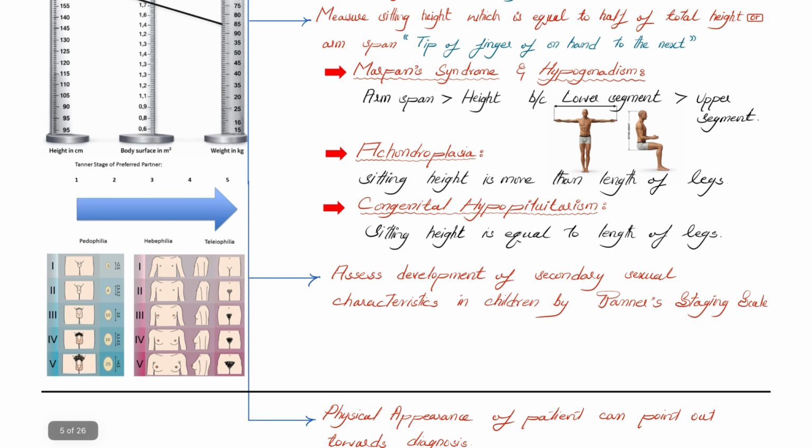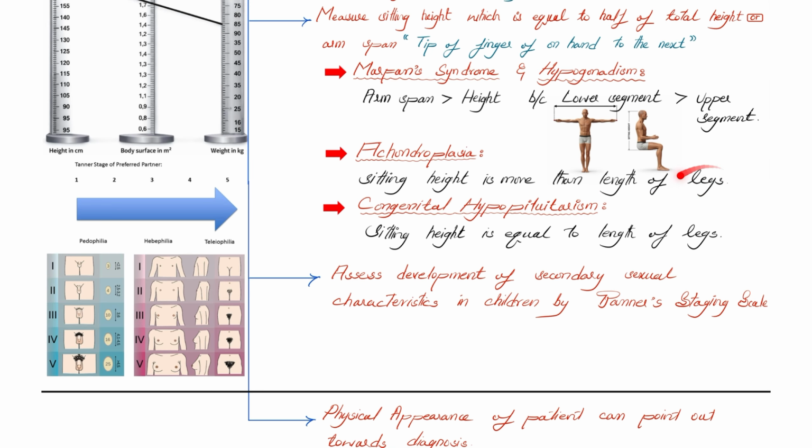Like in Marfan syndrome or hypogonadism, arm span is more than the height because the lower segment is larger than the upper segment. In achondroplasia, the sitting height is more than the length of legs.